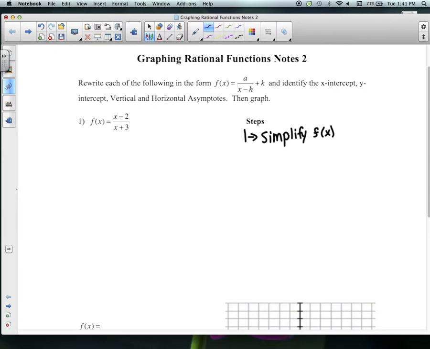Again, you kind of want to think about it in terms of putting parentheses around. Can't simplify the x minus 2 over x plus 3. There's no factoring. The next thing we'll do is find the x and the y-intercept.